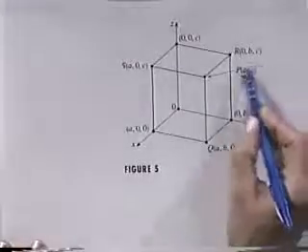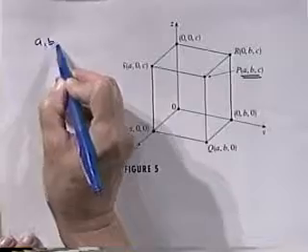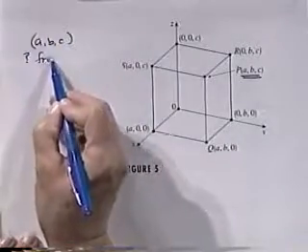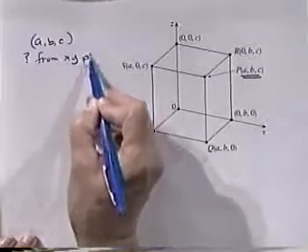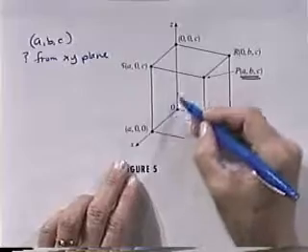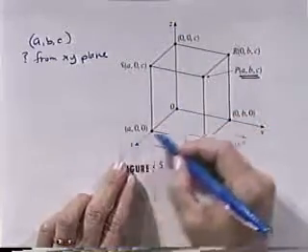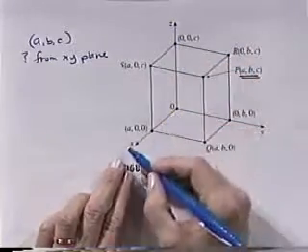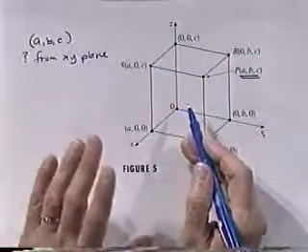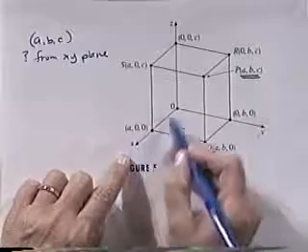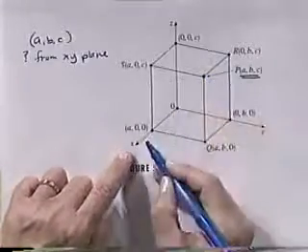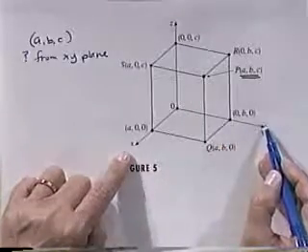What if I'm looking at this point ABC, and I want to know how far is it from the xy plane? Now where is the xy plane? This is the xy plane. You see that? That's the xy plane. Xy plane is xy. And I want to know how far is this point from the xy plane.